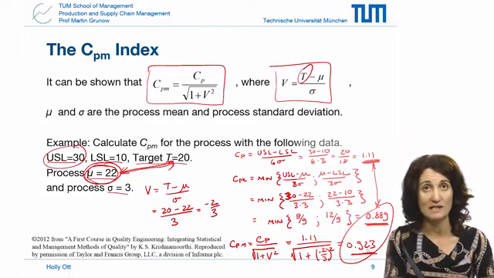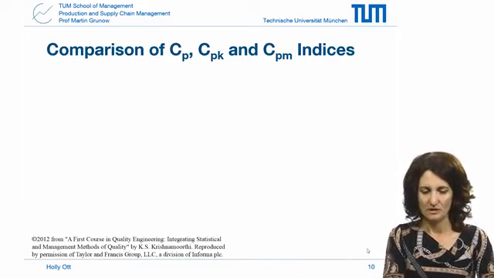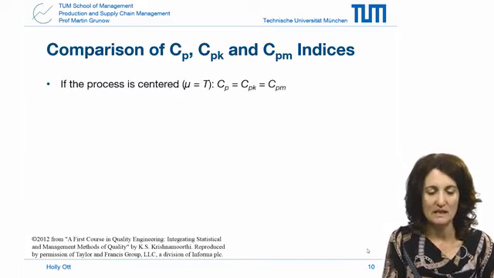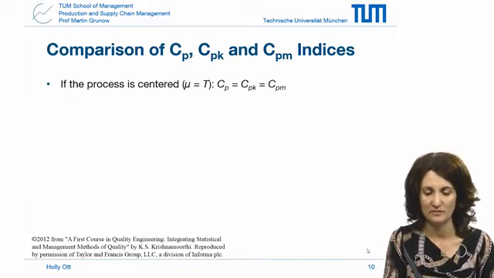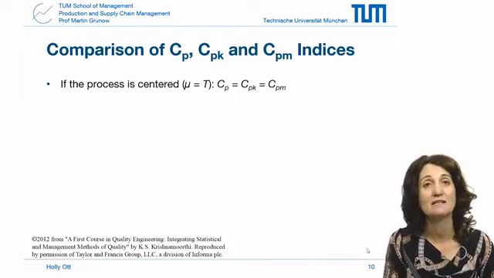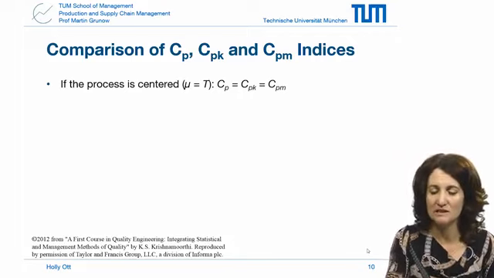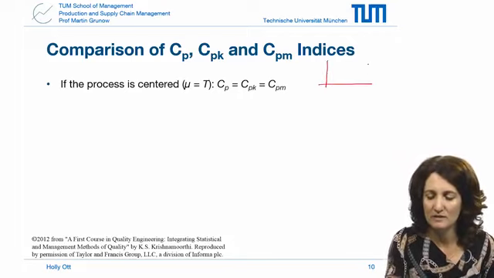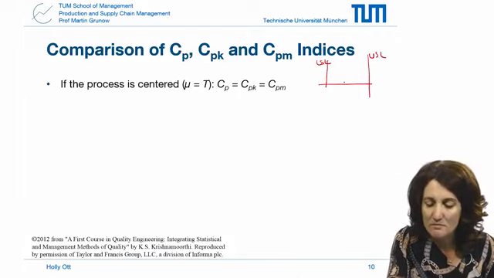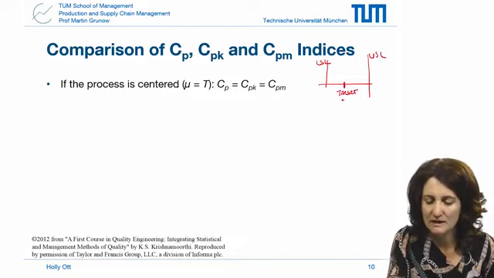But let's look at some more examples here. So, comparison of these indices. If the process is centered, then CP equals CPK equals CPM. In this example, what I'm assuming is that you have LSL, USL, and this midpoint here is the target, at the midpoint.